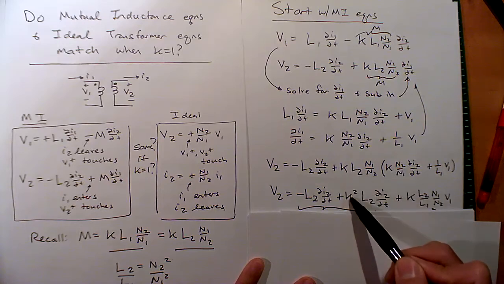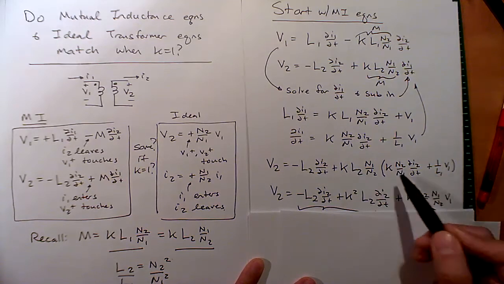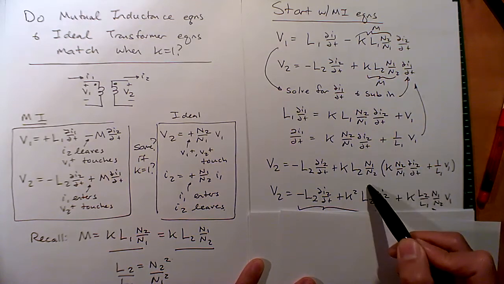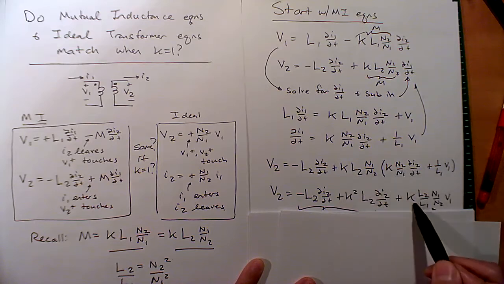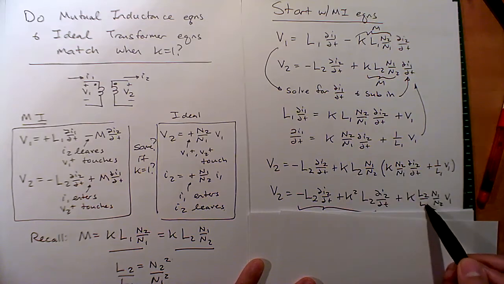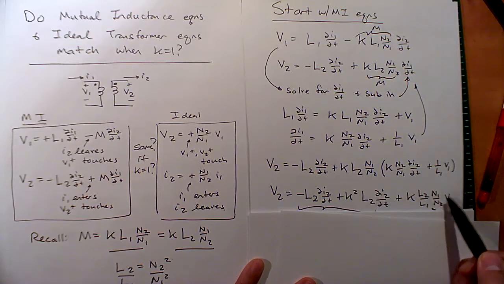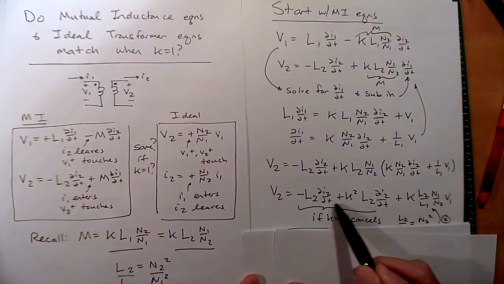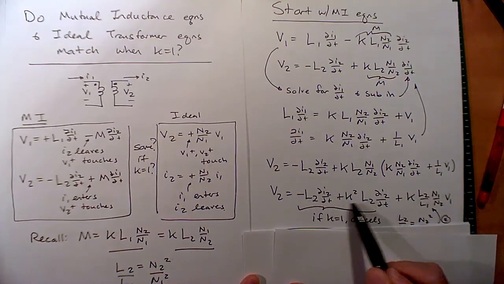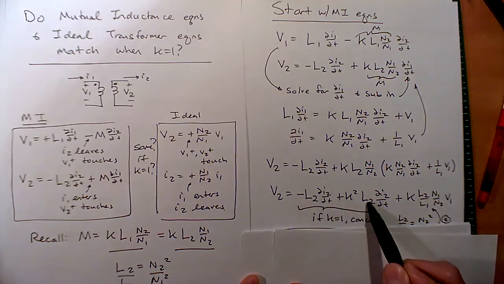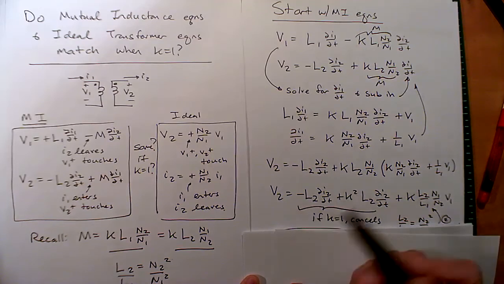I get a K squared, I get an L2, and oh, nice, these cancel out. I also get a K, an L2 over L1, and an N1 over N2 V1. Great. And if I look even more closely, look how this L2 and this L2 negative are going to cancel if k equals 1. Yay.